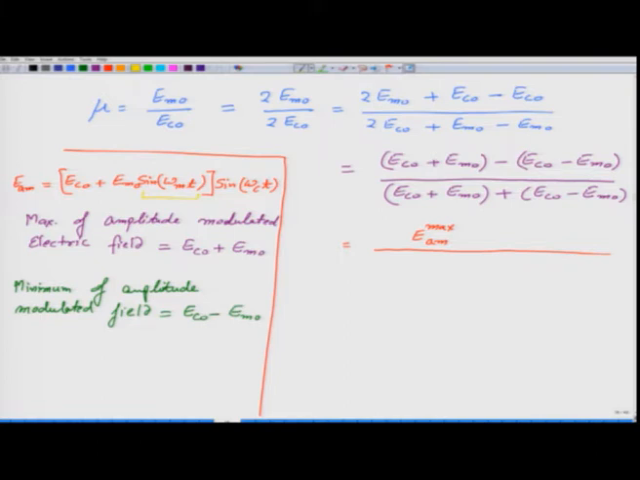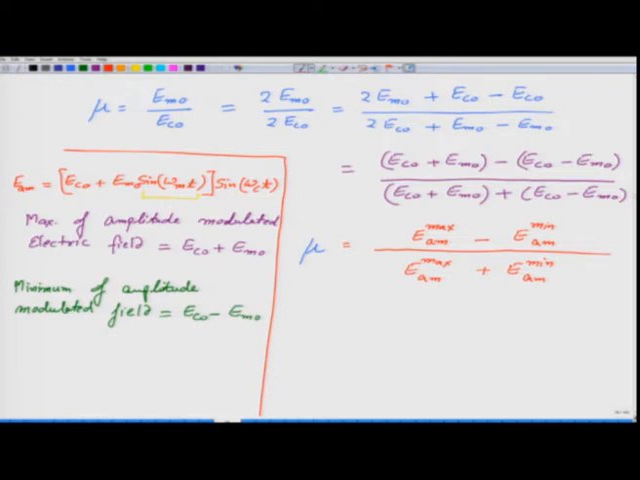So, using this we can write the amplitude modulation index mu as being equal to the maximum of the amplitude modulated wave, E max, minus E min, the minimum of the amplitude modulated wave, divided by E max plus E min. So, this is another way of defining the amplitude modulation index.